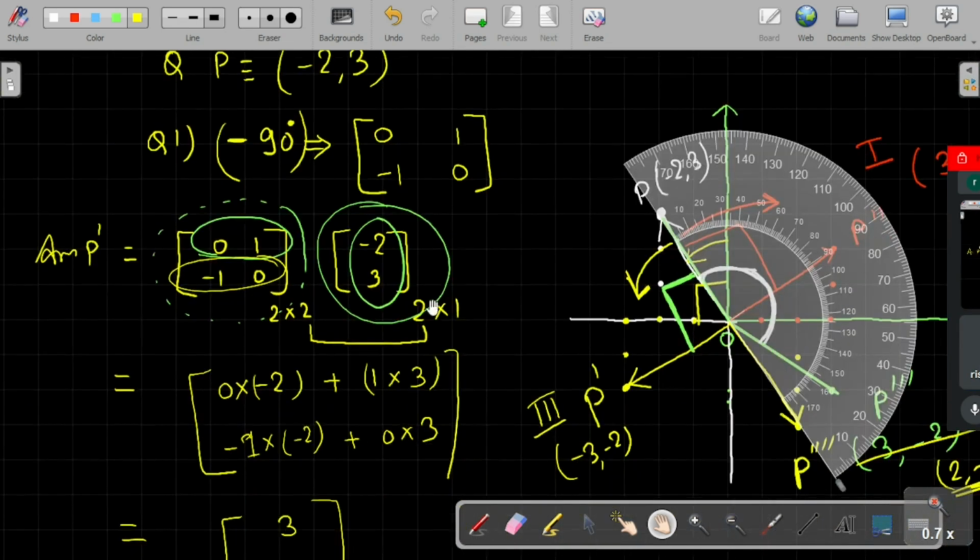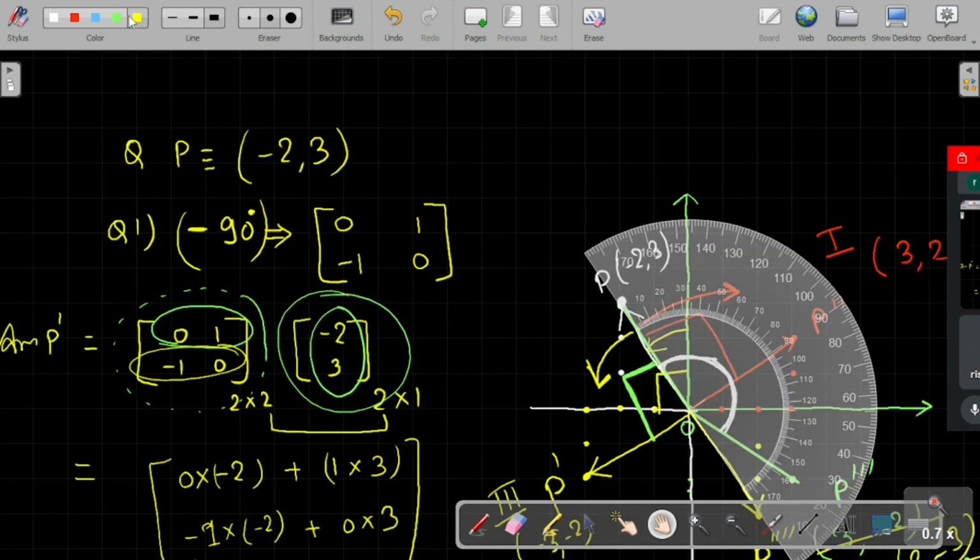Is it okay? Minus 90 means clockwise. Please write it. This is the clockwise transformation. Minus 90, sorry. Minus 90 is clockwise everything. So for this, the transformation matrix is this: 0 1 minus 1 and 0. Right.